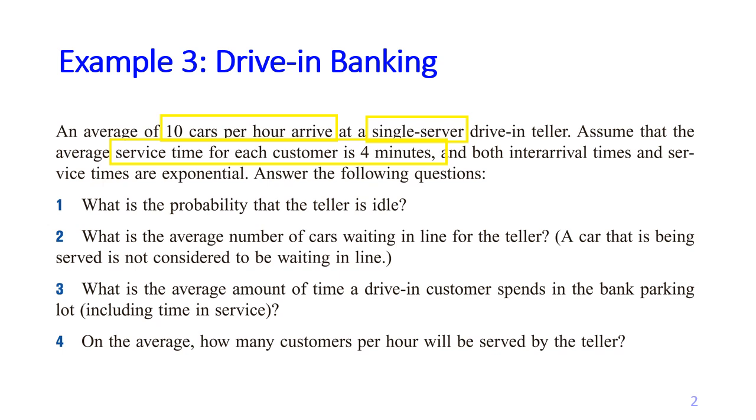So there is only one server to handle this queuing system. Finally, it says both inter-arrival times and service times are exponential. We have 4 questions to answer, and then there will be a pause in this video to give you more time to read these questions more closely.